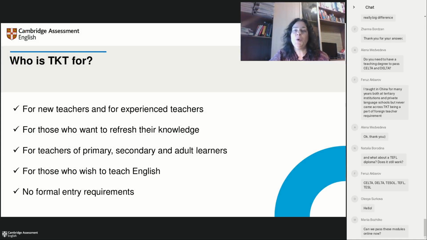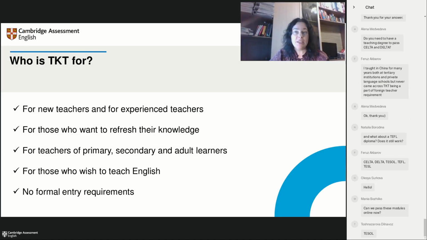If you are, for example, a subject teacher and you want to move to teaching English, you want to start teaching English, you can consider taking TKT to demonstrate that you can do that, but also to read quite a lot about what is involved in teaching English. If you are an experienced teacher, and some of you have mentioned that already, I could see that in the chat box, that you want to brush up on your skills, kind of refresher course for you, that might work well.